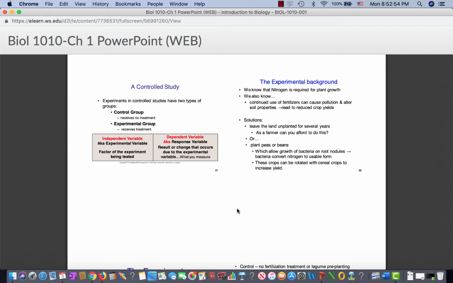Or you plant peas or beans, which form mycorrhizal nodules with their roots and allow the bacteria to convert nitrogen to a usable form. This is called nitrogen fixation. So you rotate the crops and you get higher yields in a sustainable manner.